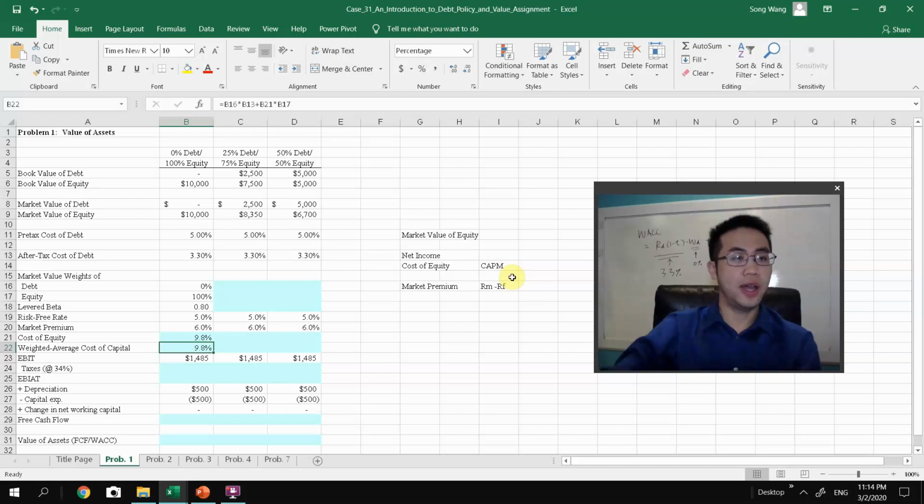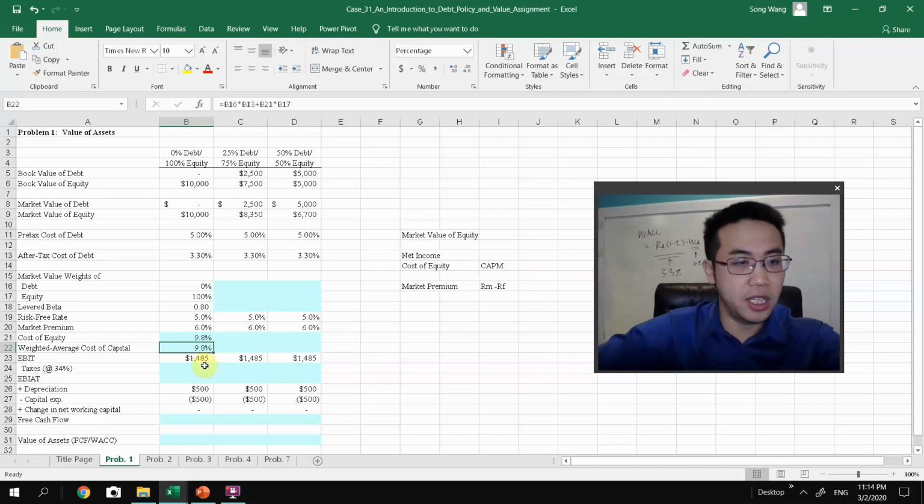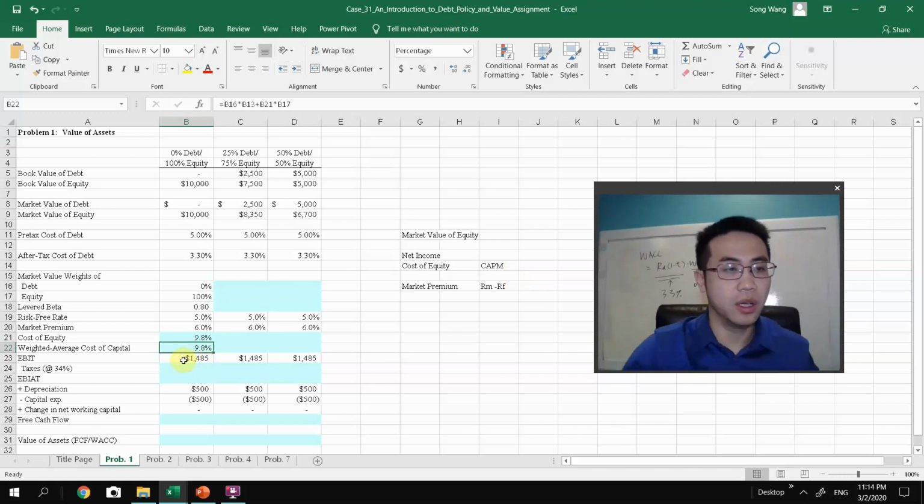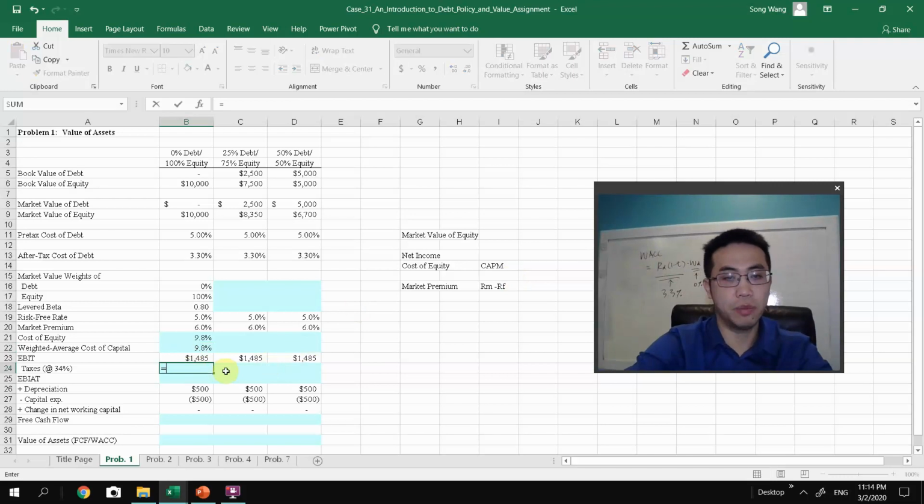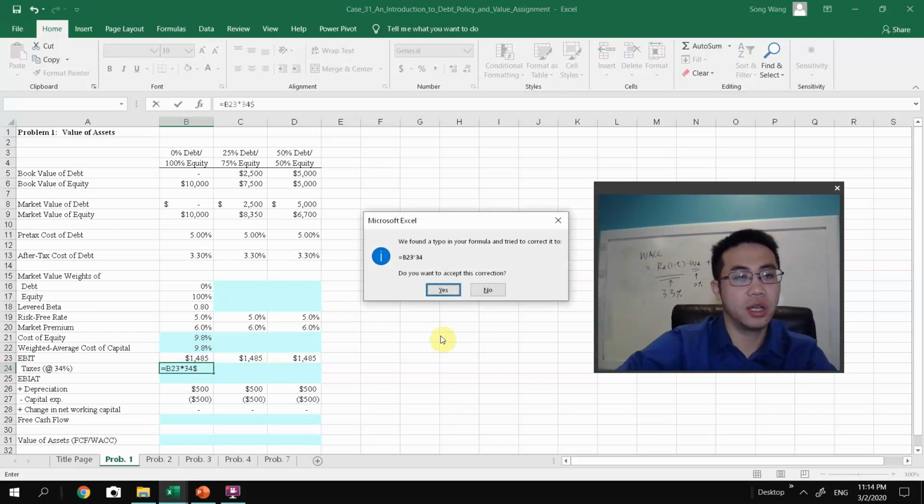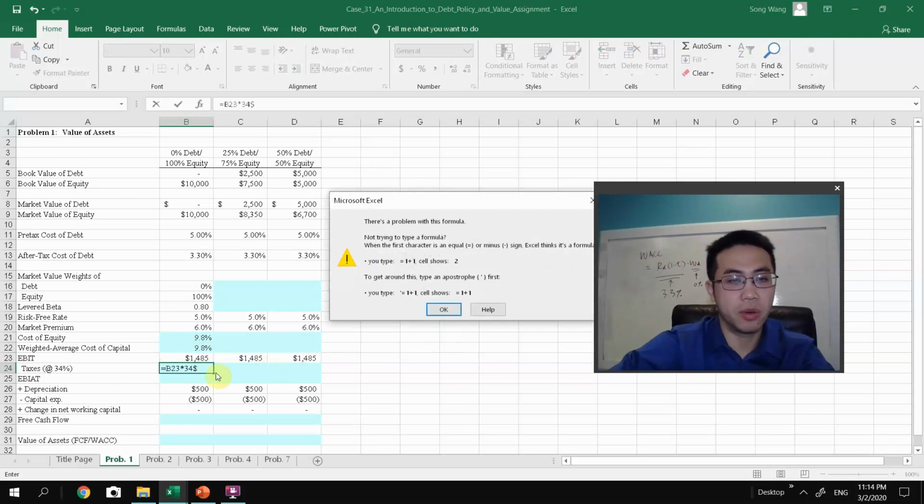And then you have the EBIT given. It is 1485. And right here, you can calculate the tax you need to pay. This is the EBIT times the 34% tax rate.